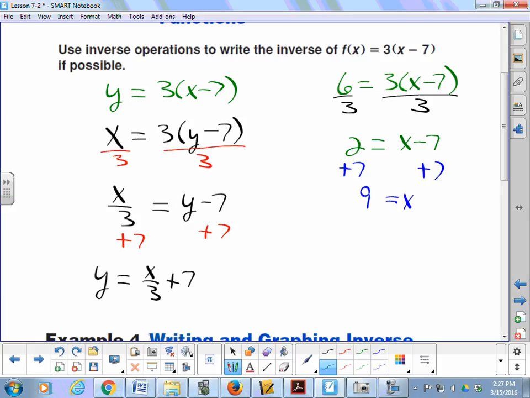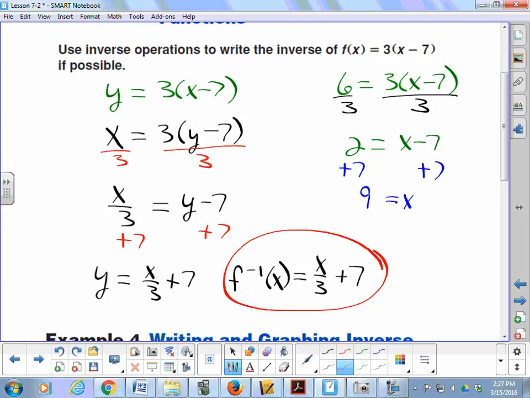Okay? The only thing is that this is a function, so we're actually going to write it as f inverse of x equals x over 3 plus 7. All right, and you must use this notation. So we're not going to leave it as y equals. We're going to change it so it's f inverse of x equals. All right.